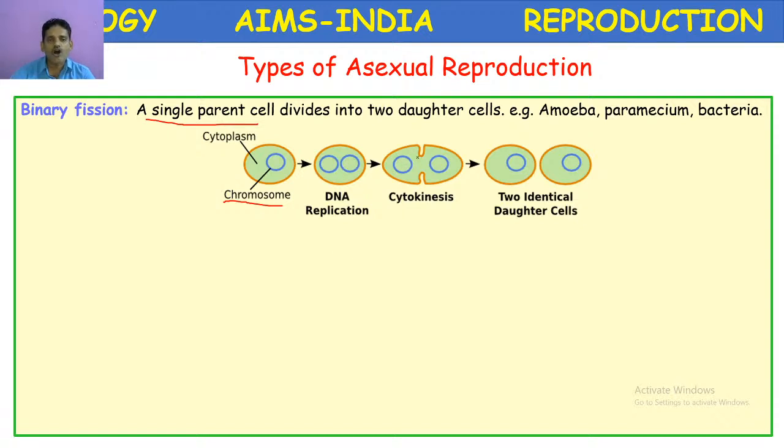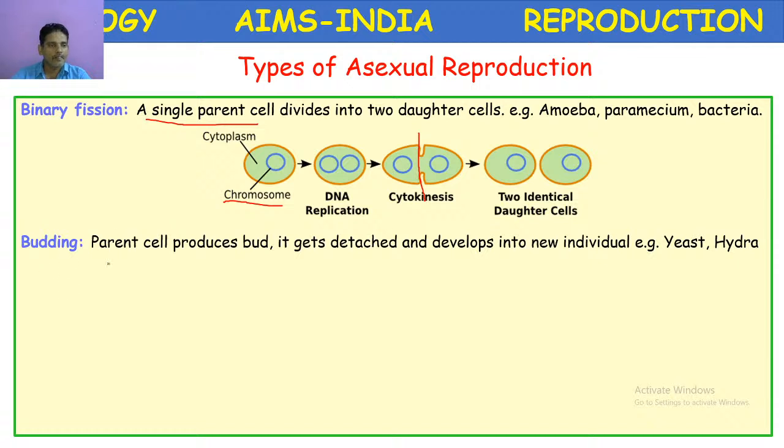After that, a small constriction is formed in the cell, which is called cytokinesis. Cytokinesis means division of the cell. Slowly it develops and finally the single cell divides into two identical daughter cells. So this is binary fission. Examples: amoeba, paramecium, bacteria.